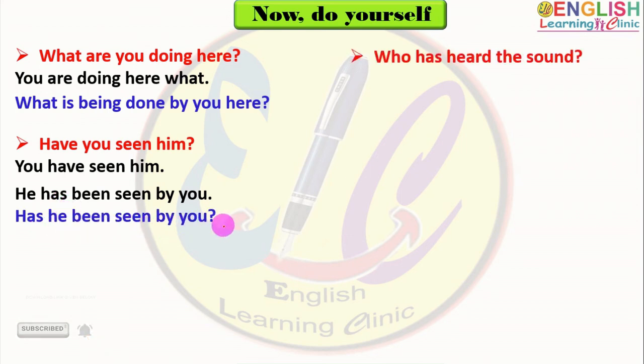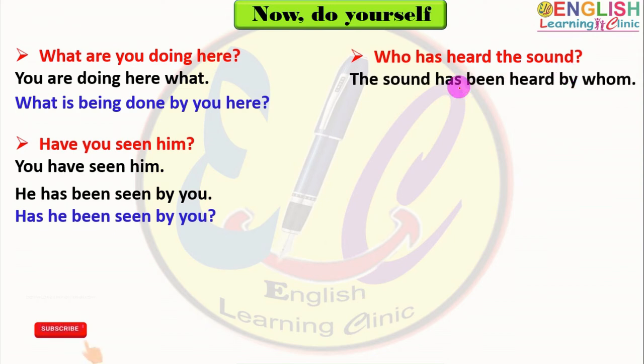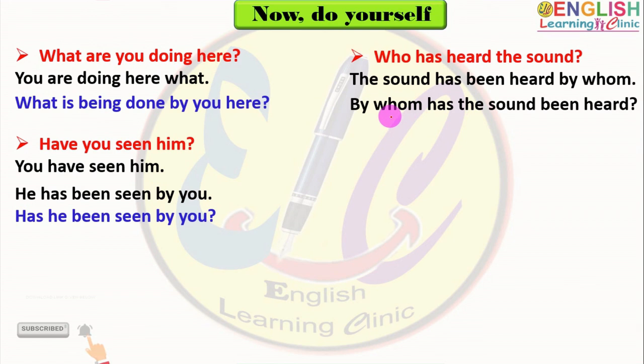Next, who has heard the sound? Make it assertive. Quite interestingly, you have already learned it is in assertive structure. So, change the voice. The sound has been heard by whom? Make it question. By whom has the sound been heard?